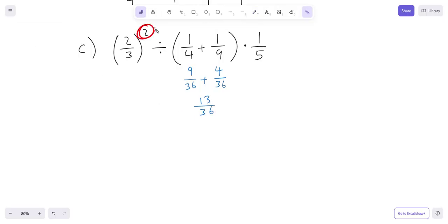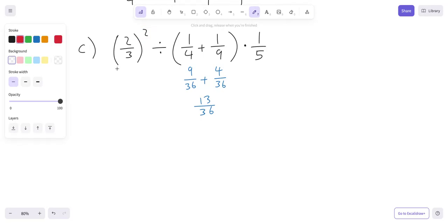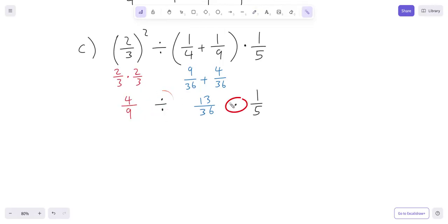Next, I'm going to do exponents. That's going to be 2/3 times itself. 2 times 2 is 4. 3 times 3 is 9. Divided by, and then multiply by 1/5. Okay, now we have division and multiply. They have the same priority, so I go left to right. So I do this first.